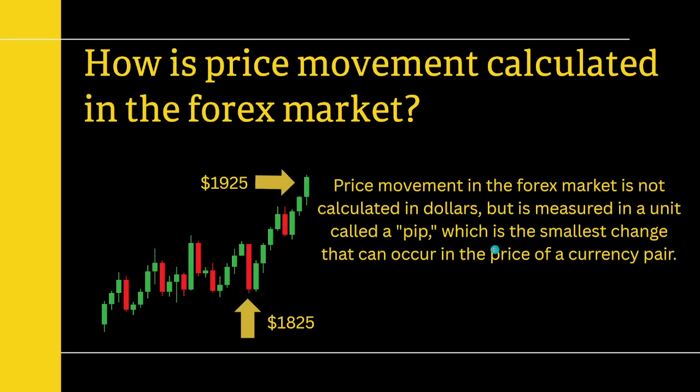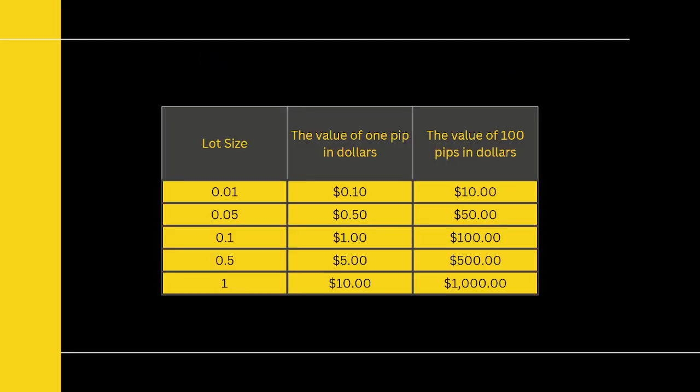Because again, a pip is the smallest change that can occur in the price of a currency pair. So if I decide to buy Euro USD, I take a long position and the price moves 1 pip up, then I earn $10. I'm in profit by $10. If it goes up by 2 pips, then $20, then $30. If it goes up by 100 pips, then I'm in profit by $1,000.